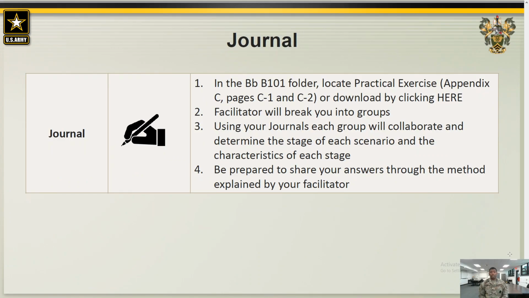All right, in the Bravo 101 folder, locate Practical Exercise Appendix C, pages C1 and C2, or download by clicking here. I will break you into groups. Using your journal, each group will collaborate and determine the stages of each scenario and the characteristics of each stage. Be prepared to share your answers through the method explained by your facilitator.